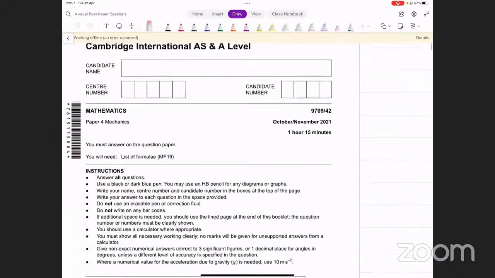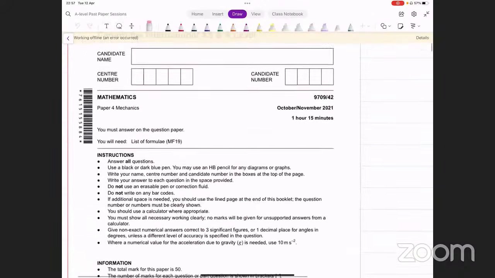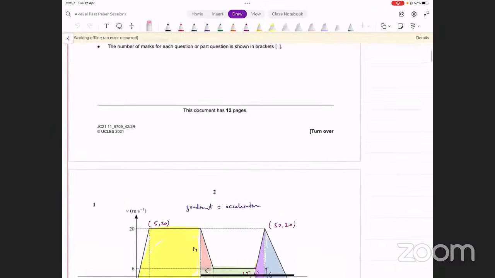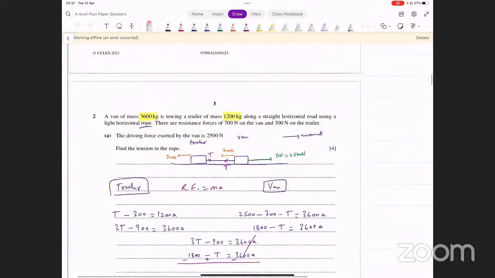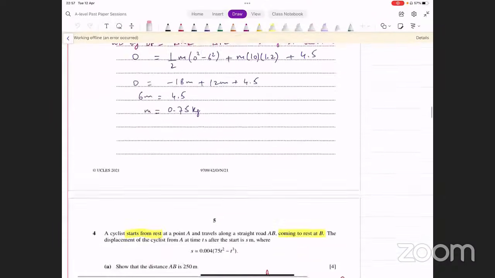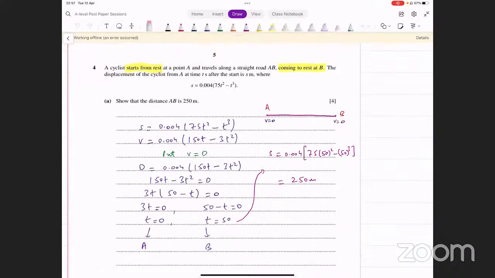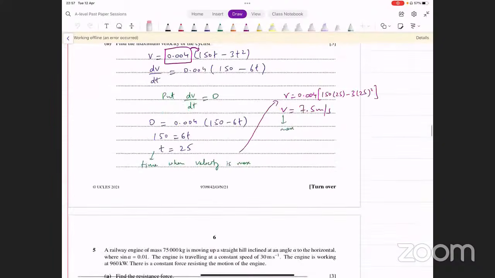We started this paper yesterday. So this is part 2 of this paper now. We were done with question number 1, 2, 3, and 4. And we are going to resume from question number 5 today, inshallah.